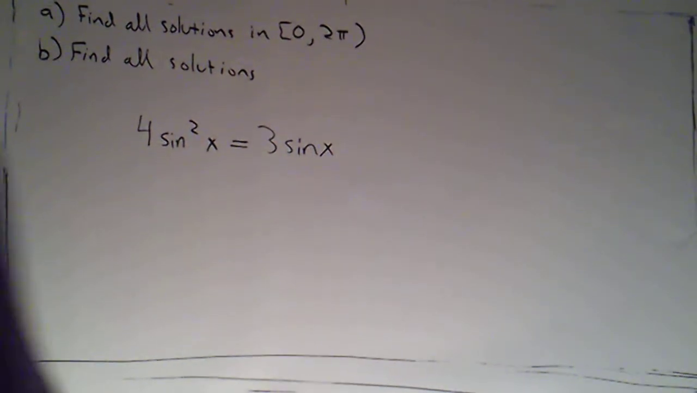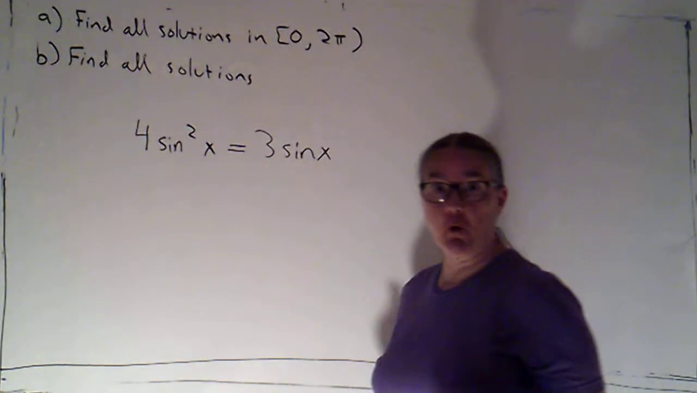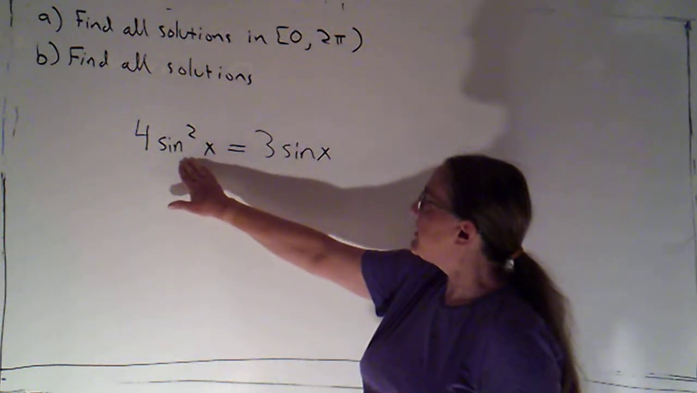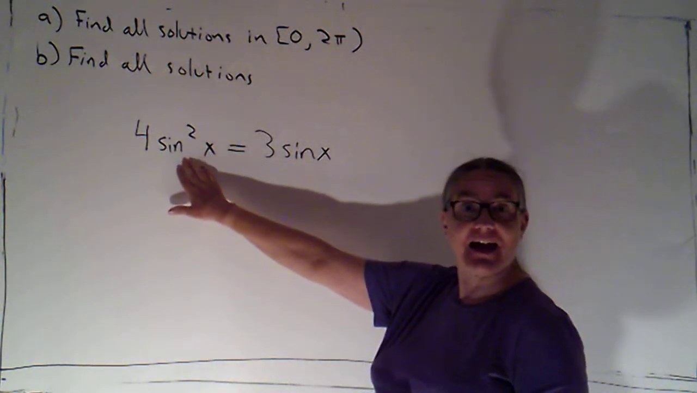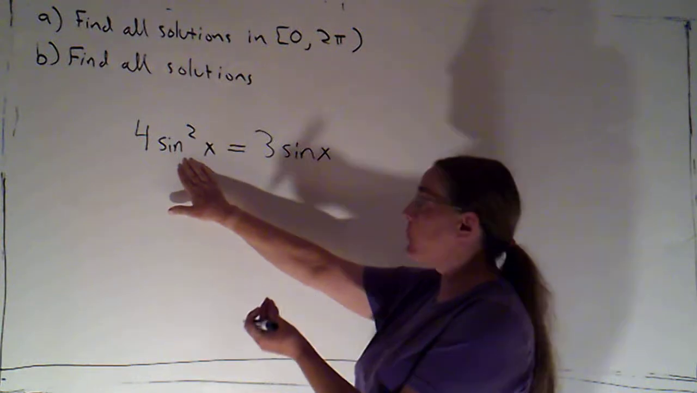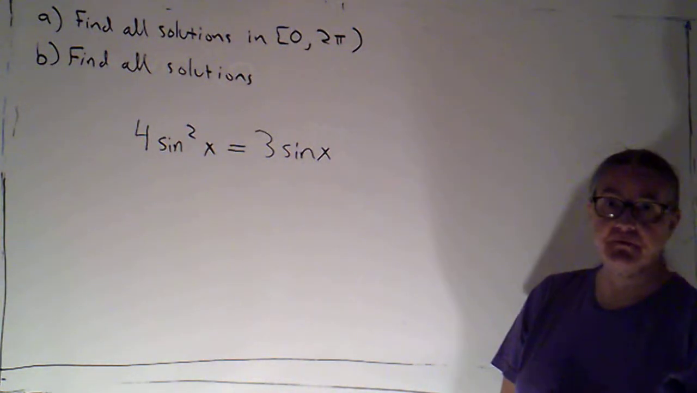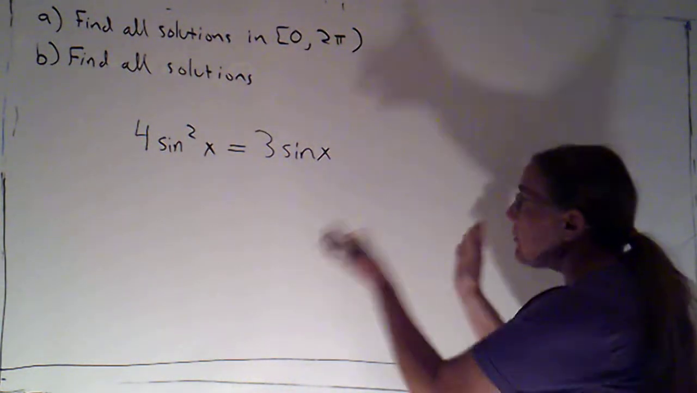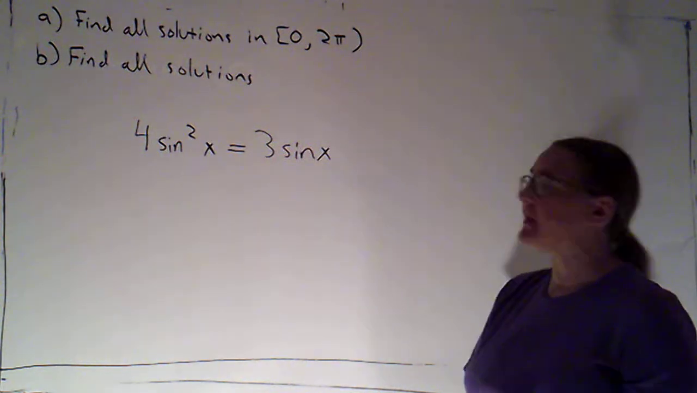Here's our first trig equation that's quadratic in form. That just means that the highest power of a trig function that we have is the second power, so that we're squaring the sine function. Okay. So I want to solve this, same directions as we've been using.